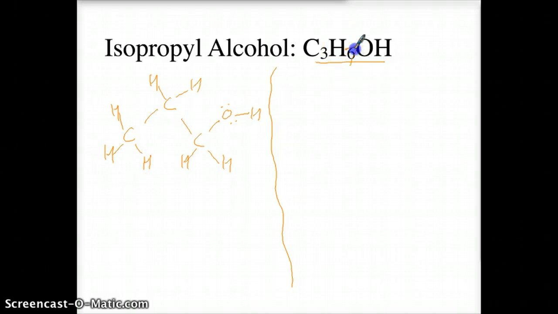Apologies, this should be C3H7OH. Okay? We're used to this. This makes sense. I've got angles drawn representing the appropriate bond angles more or less, but to an organic chemist, how would this be drawn?